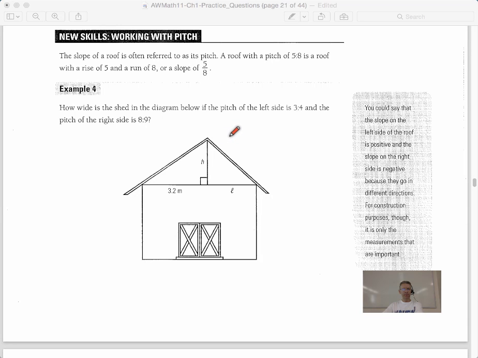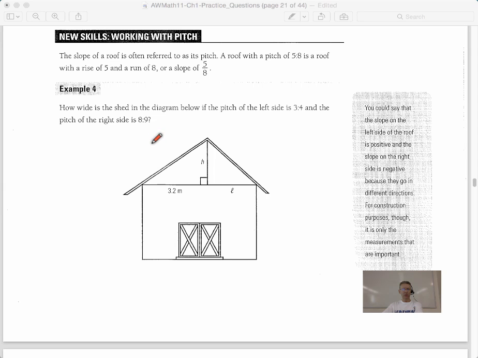run off. Okay, so here the slope of a roof is often referred to as its pitch. A roof with a pitch of 5 to 8 is a roof with a rise of 5, run of 8. So 5 to 8, 5 over 8, rise over run. How wide is the shed in the diagram below? If the pitch of the left side is 3 to 4, the left side. Okay, so that's 3 to 4.